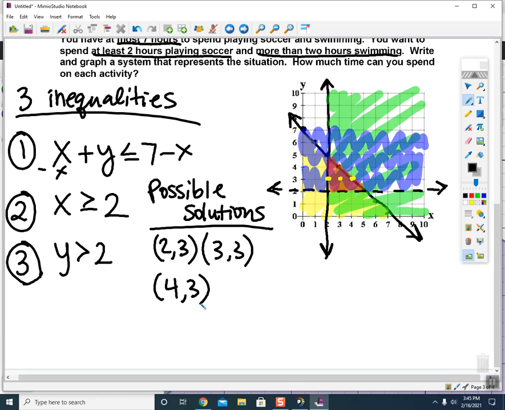But all of our solutions then fall in that triangle. The only place where I cannot have any solutions is down here at y equals 2. Okay, this is a dotted line, which means that none of my solutions can fall on that line. Everything has to be above it. Otherwise, those are all of the solutions that I can have here.